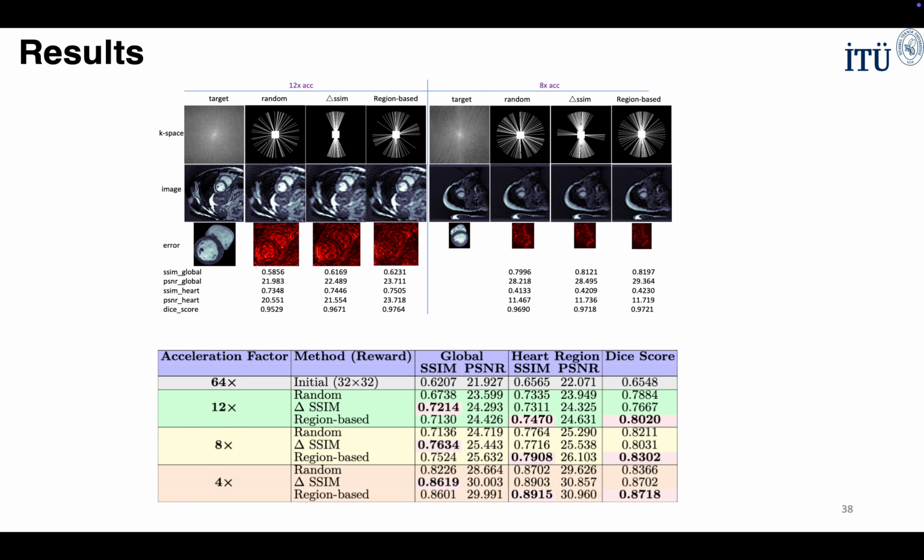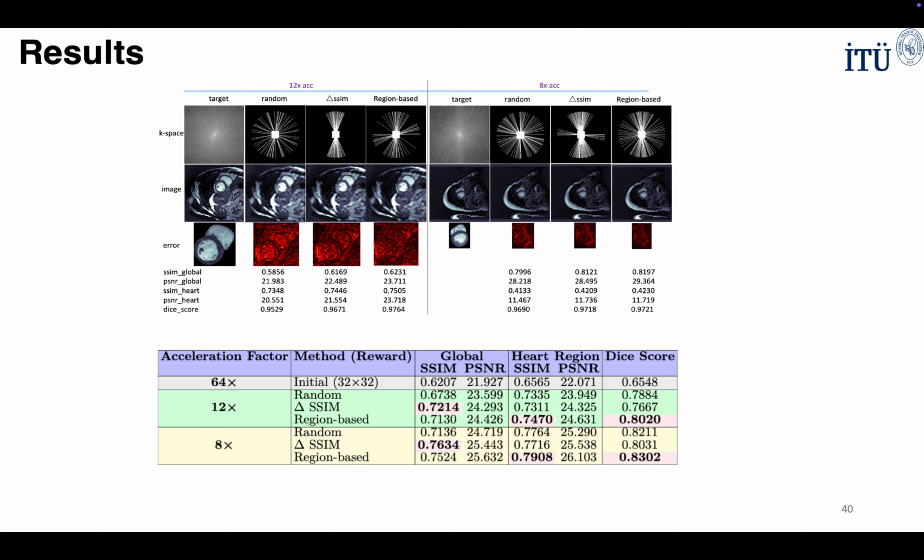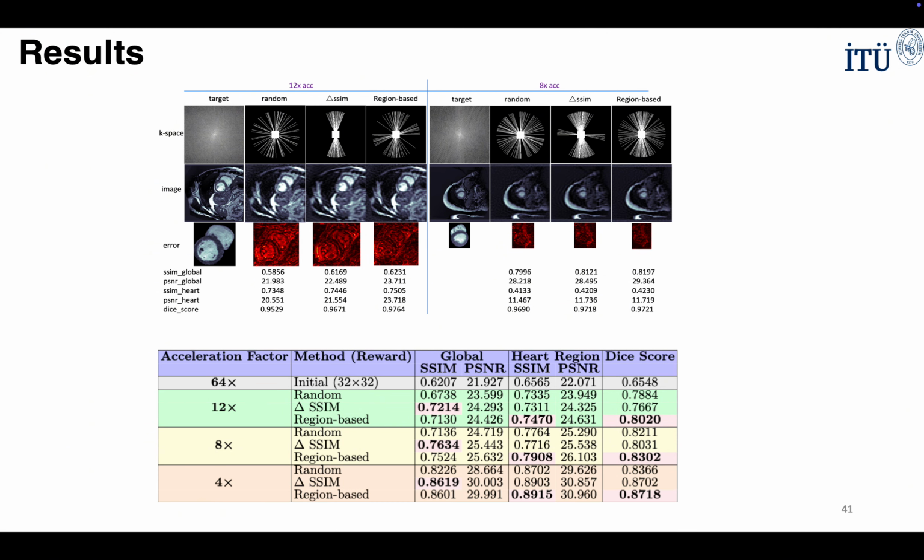The quantitative results table provides comprehensive metrics. At 12 times acceleration, our reward-based method achieves superior heart metrics and the highest Dice score, indicating better structural preservation critical for diagnosis. At 8 times acceleration, we maintain this advantage with heart SSIM and PSNR, while achieving the highest Dice score. At 4 times acceleration, our method achieves excellent performance.